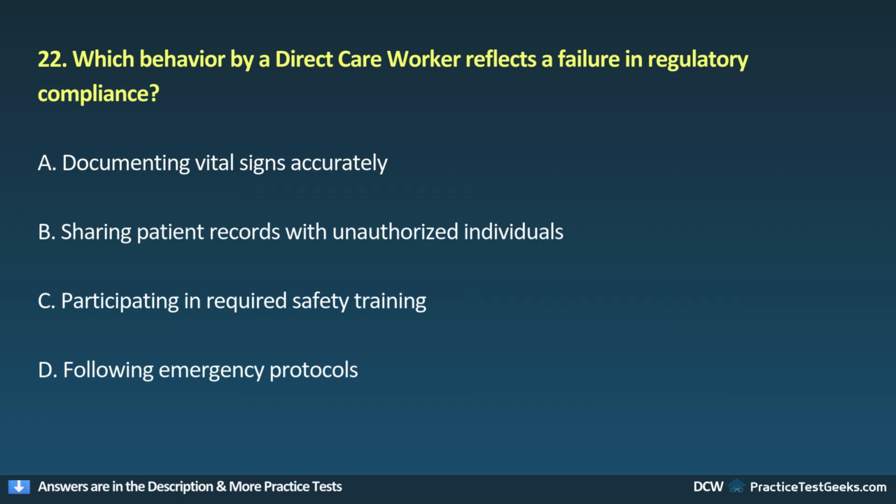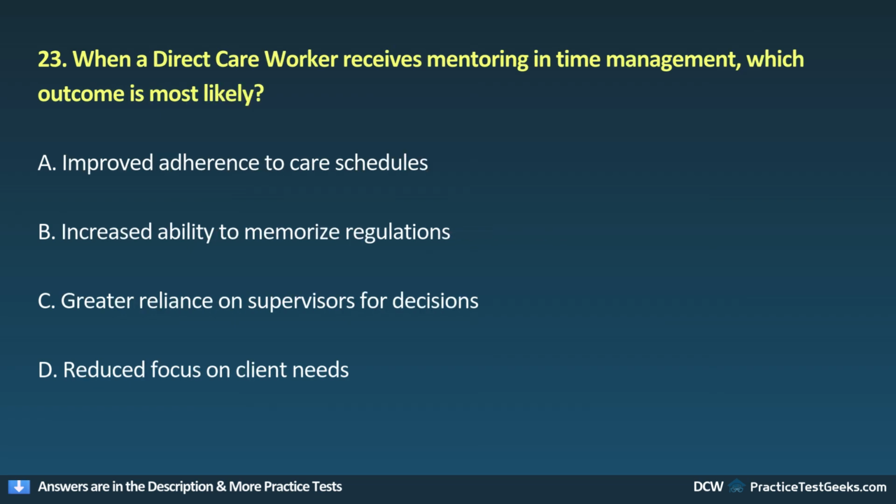A. Documenting vital signs accurately. B. Sharing patient records with unauthorized individuals. C. Participating in required safety training. D. Following emergency protocols. 23. When a direct care worker receives mentoring in time management, which outcome is most likely?